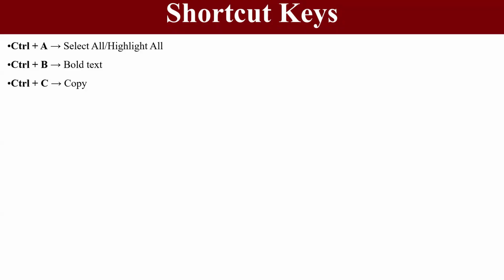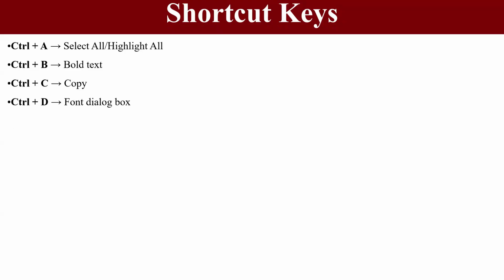Then we'll talk about Control C, that is copy. As we discussed earlier the other day, copy is to duplicate something. So whenever you want to duplicate something in your document, you highlight it, then you click Control C. It will duplicate whatever you highlighted. Let's say you highlight your full page, then if you click Control C and paste it wherever you want, it will bring back all the previous text that you highlighted.